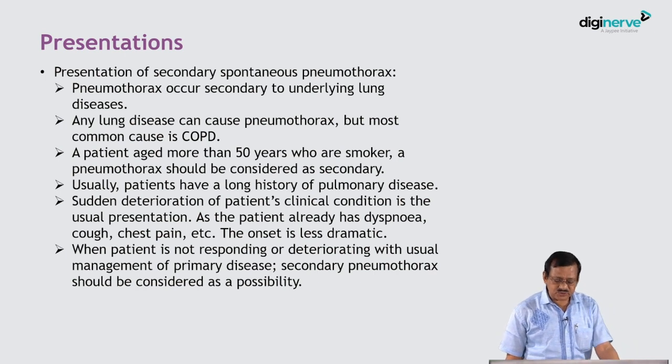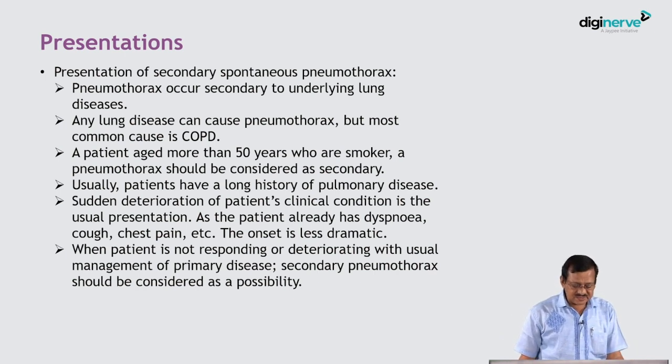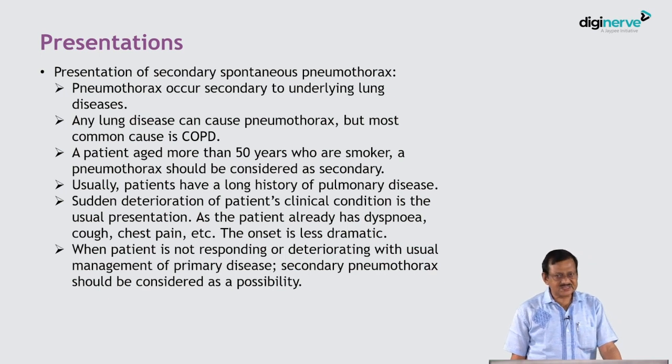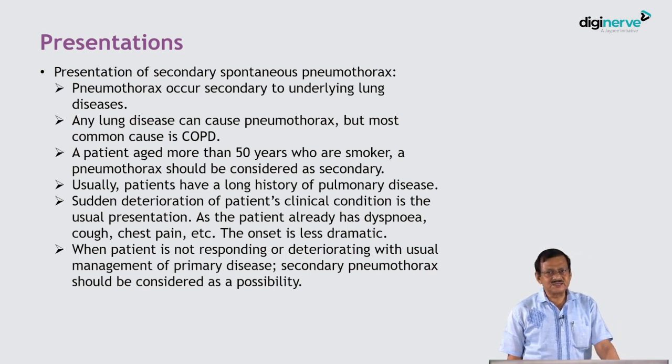In secondary spontaneous pneumothorax, what happens? The pneumothorax occurs secondary to underlying lung disease, usually COPD, TB, and any lung disease can cause pneumothorax. It may be interstitial lung disease or some other. A patient aged more than 50 years who is a smoker, a pneumothorax should be considered as secondary, not primary. Usually, the patient has a long history of pulmonary disease like COPD, tuberculosis, dyspnea, etc.